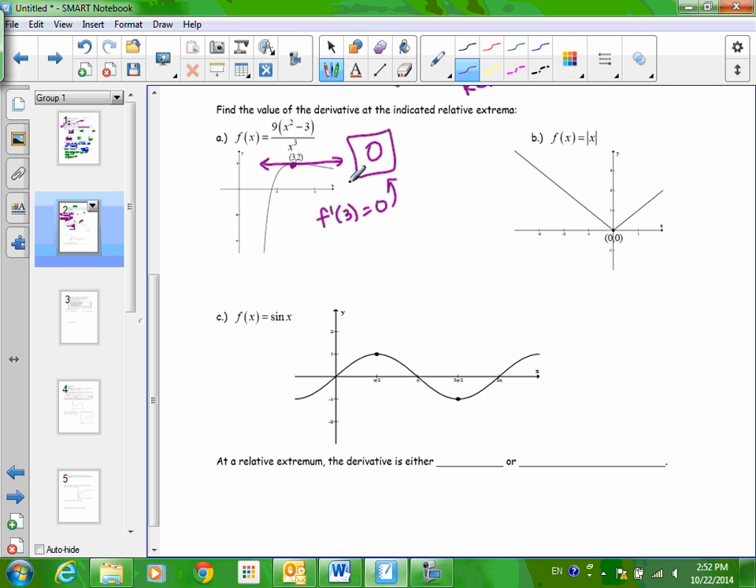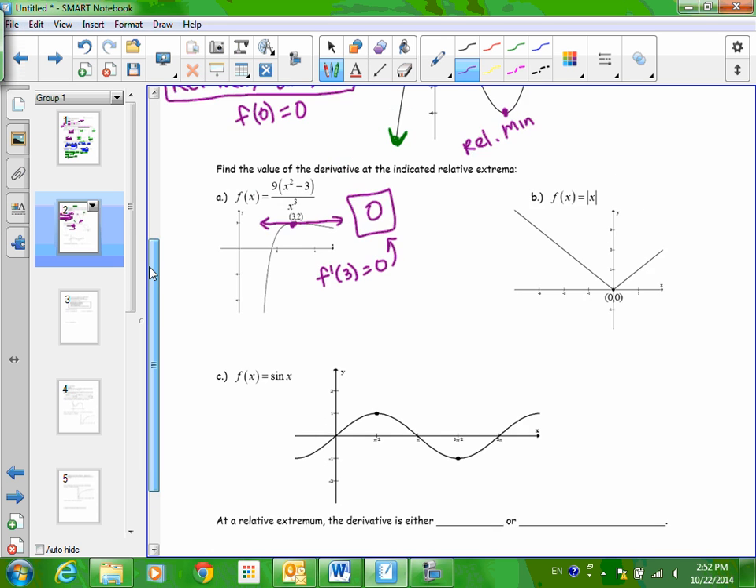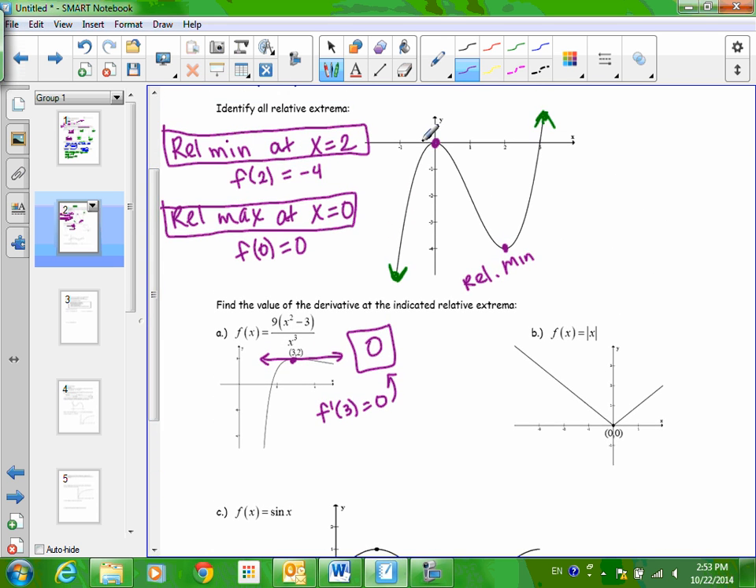All right, so do you think that every time we have a max, the slope will be 0? Let me go up here just a minute. What's the slope up here at our max? So at a relative max, do you think the slope is always 0? It is here, and at the relative min it is.